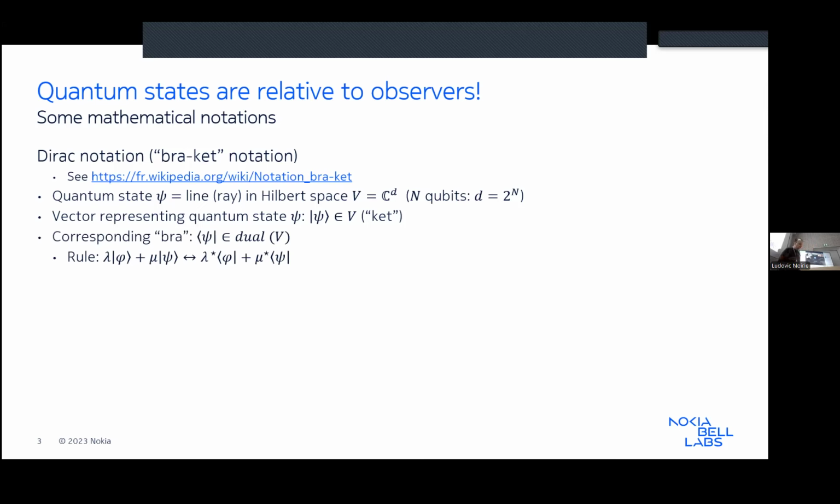So, for each ket, we have the corresponding bra. For those who remember between vector space and dual space, it is something that is in the dual of the Hilbert space. In fact, we turn the ket into the bra, with the rule that if you have a linear combination with complex numbers, because we are in a complex vector space, when we take the bra of this linear combination, we need to change the complex numbers into their conjugates.